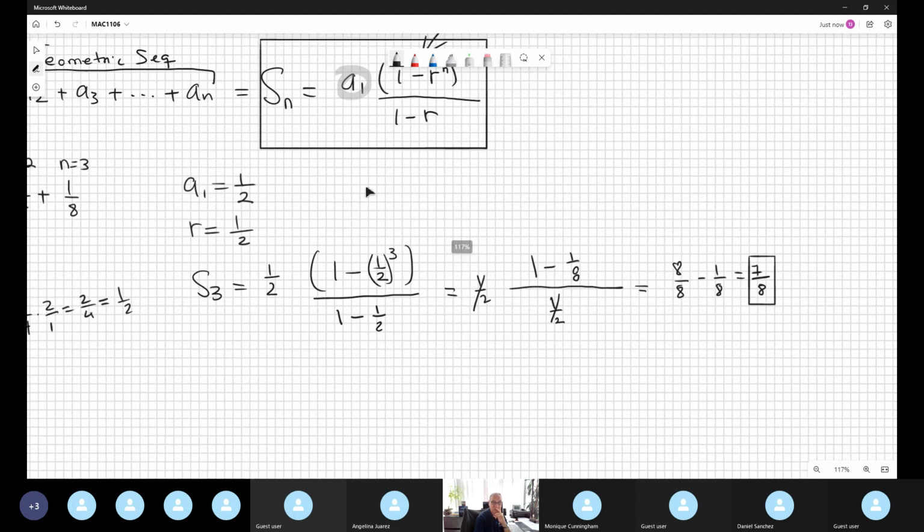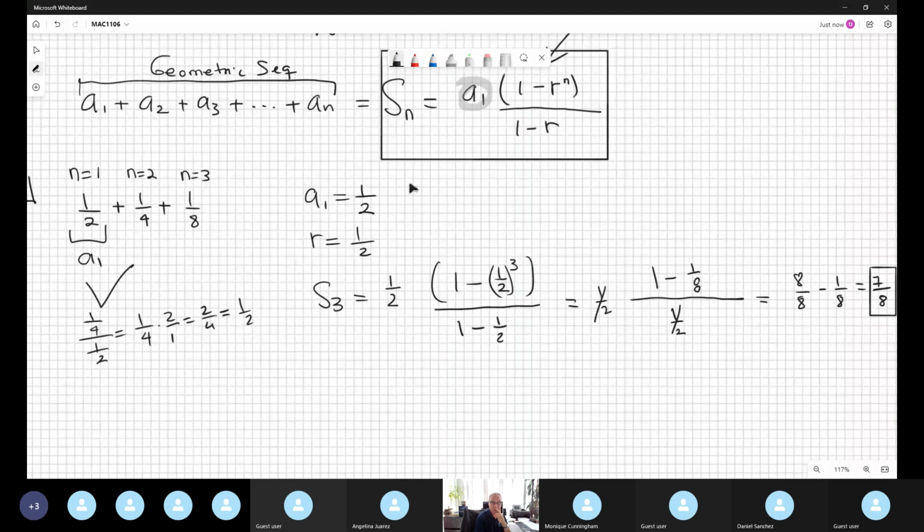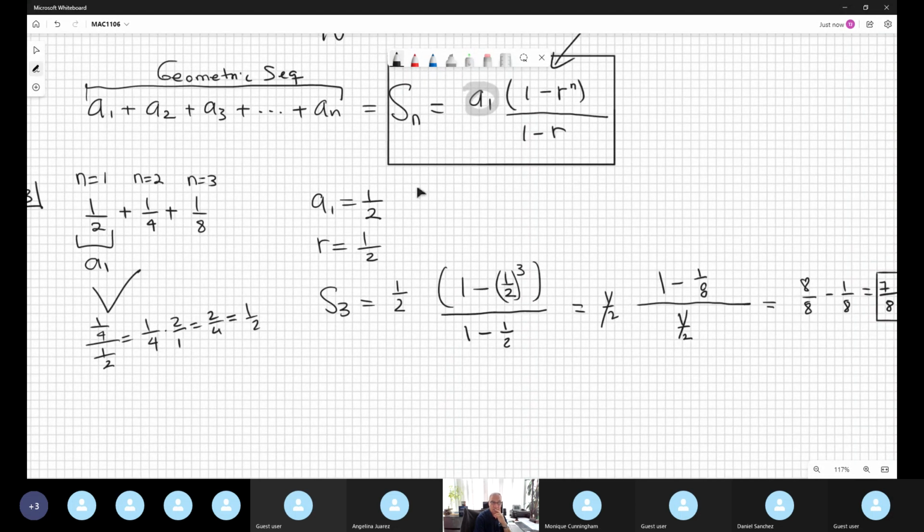Sounds too long? Complicated? Maybe. I don't know, but it's useful when you have a long summation. Suppose you need to add the first 100 terms of a geometric sequence. By hand is impossible. Well, not impossible, but you would spend 2 weeks doing that. However, let me verify this answer.